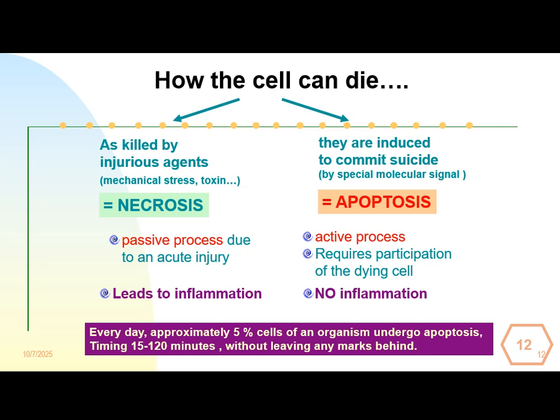Every day, approximately 5% of an organism's cells undergo apoptosis. That's a normal fraction of apoptotic cells, and the timing is about 15 to 120 minutes. Meaning after this class, some of your cells are dead already, right? That's normal, and it's not doing any harm to you. Well, yeah, you're getting older.